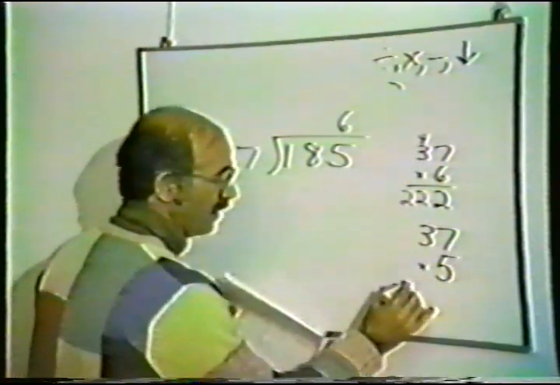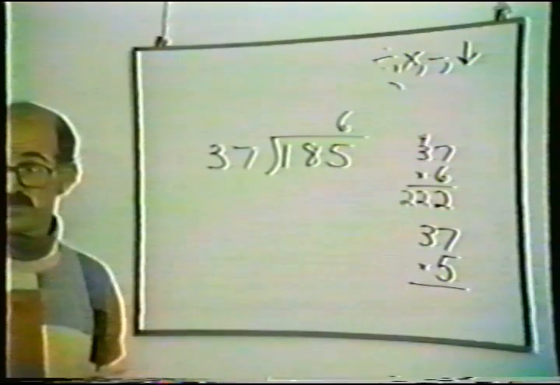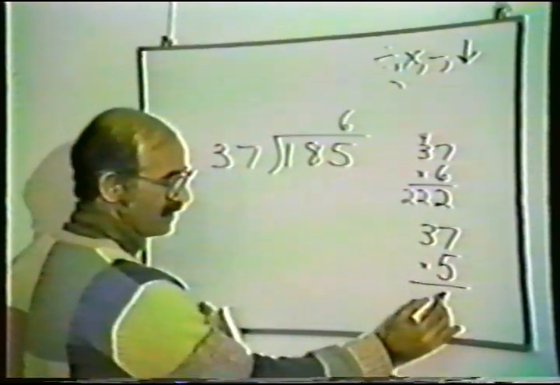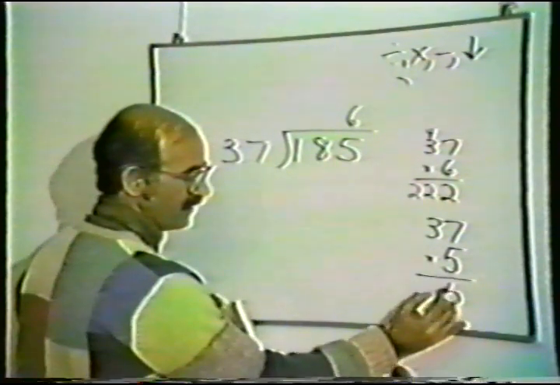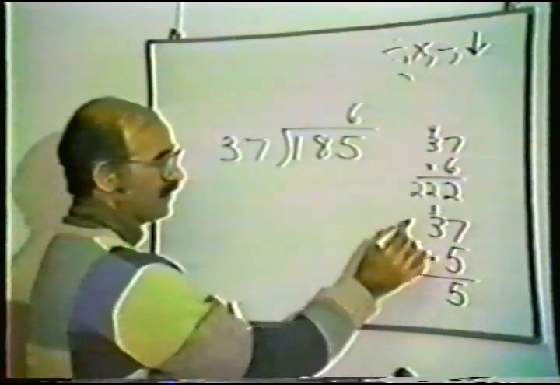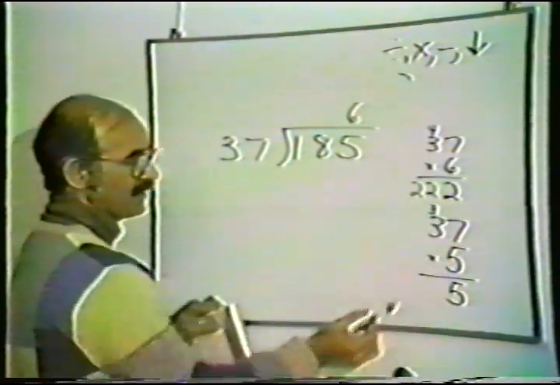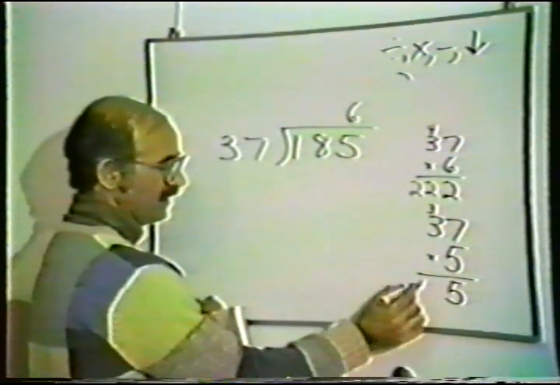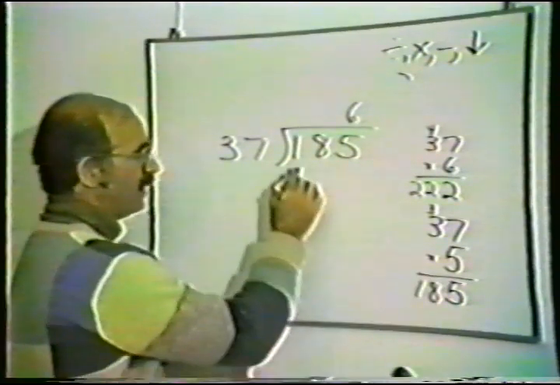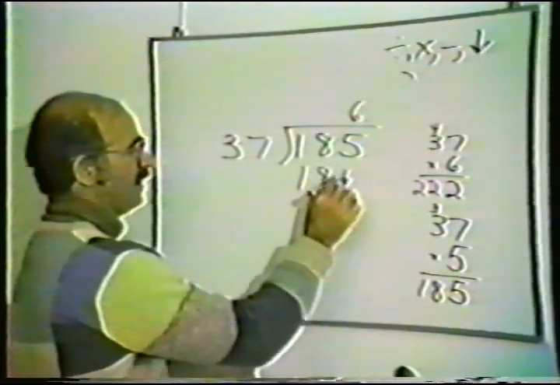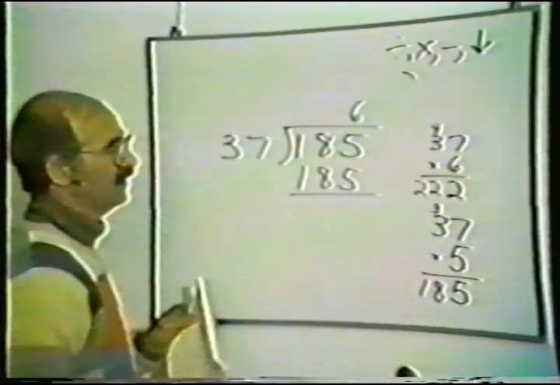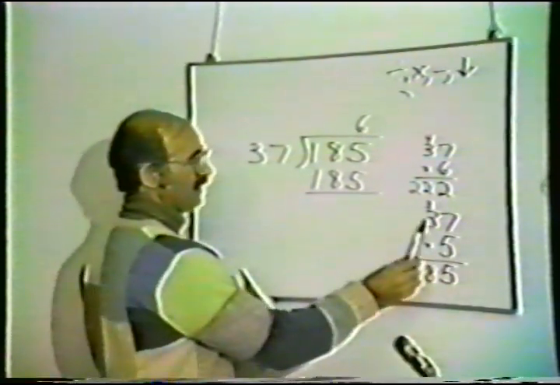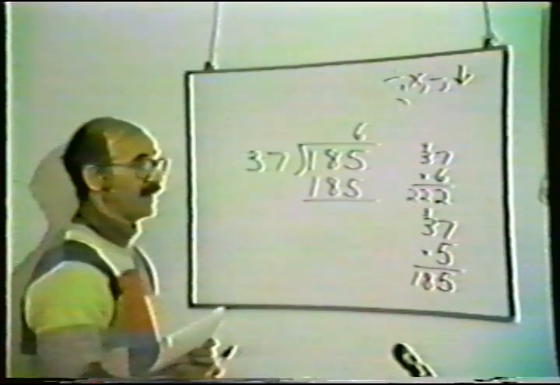Let's try 37 times 5. 7 times 5 is? 35. Put down the 5, carry the 3. 3 times 5 is? 15. Plus the 3, 18. 185. Good or bad? Good. Very good. Exactly what we wanted. And our check is 37 times 5.